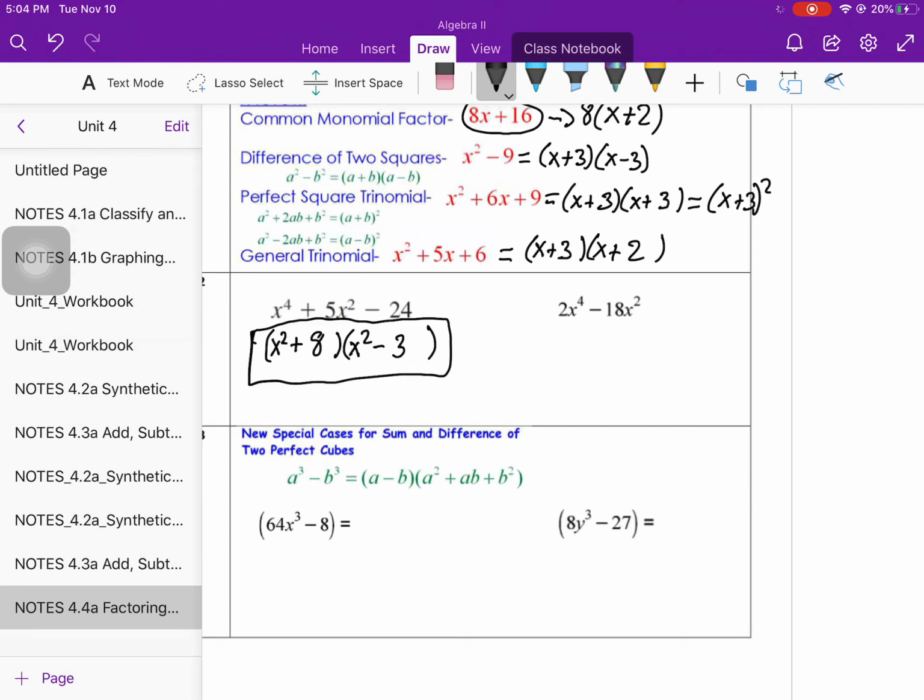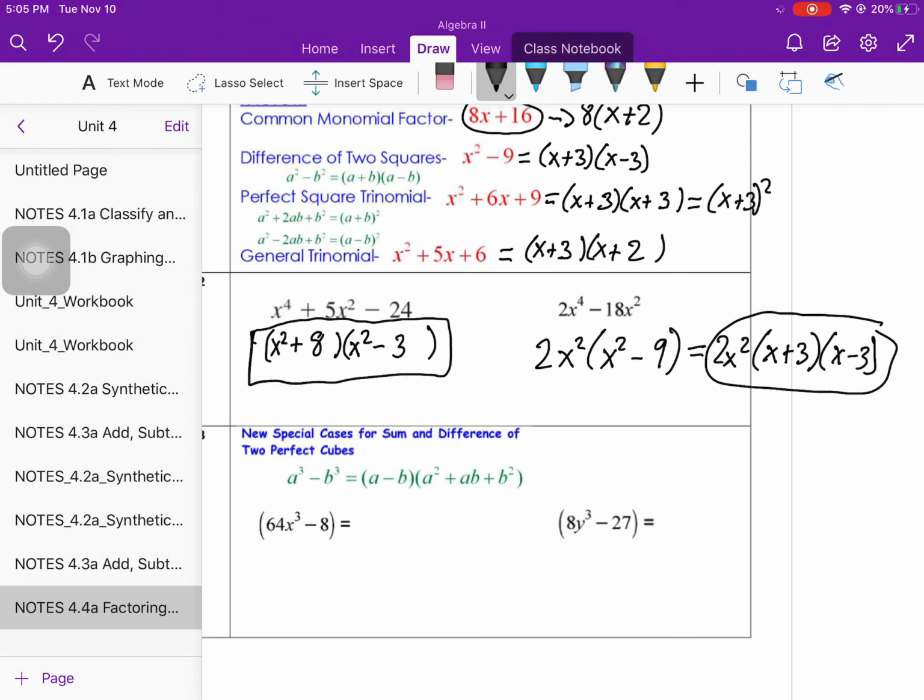Let's try this one here. Again, always look for the GCF before we do anything, and you'll recognize that we can take a 2 out of both terms and an x squared. Then we're left with x squared minus 18 divided by 2 is 9, and the x's go away. Now this one we can take a step further because remember x squared minus 9 is that difference of squares. We get 2x squared times x plus 3 and x minus 3. So there's our answer for that one.